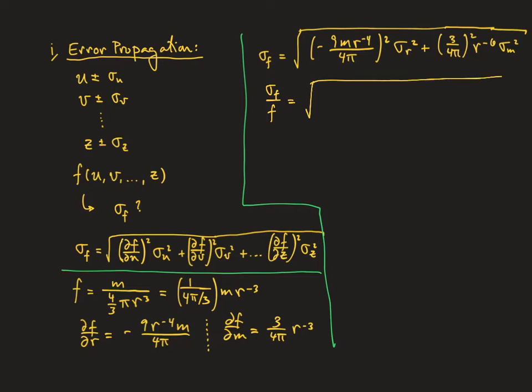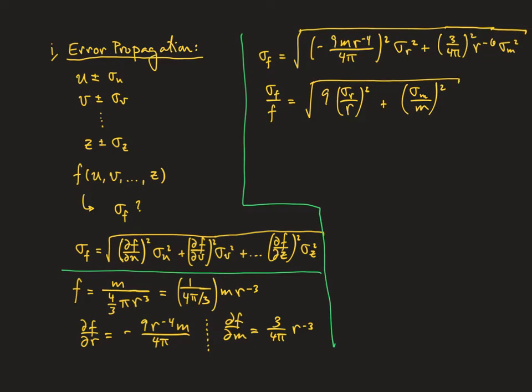If you do this, what you're going to find is that things cancel out really nicely. And what we end up with is 9 sigma r over r, squared, plus sigma m over m, squared. And you can see that that's a much nicer expression to work with.